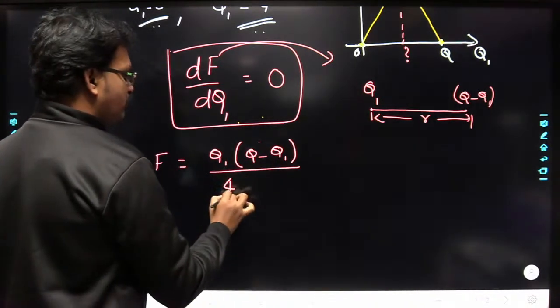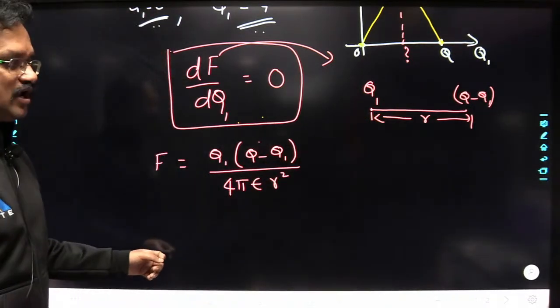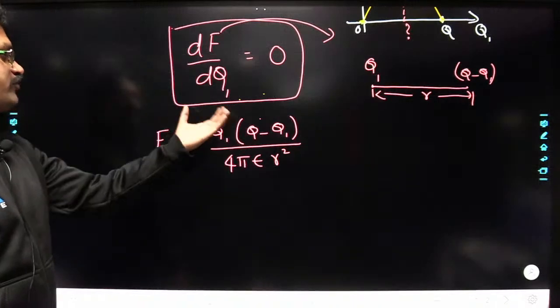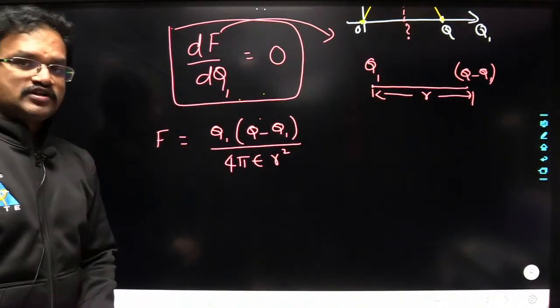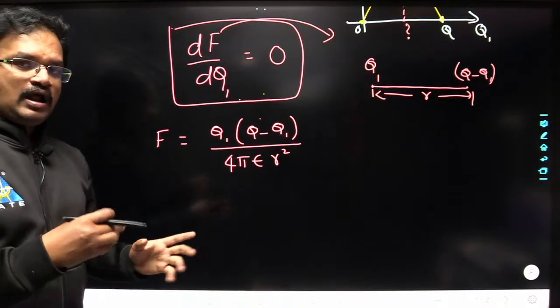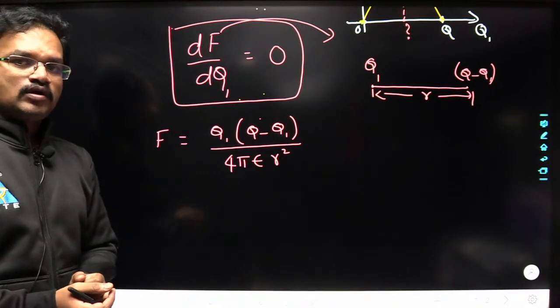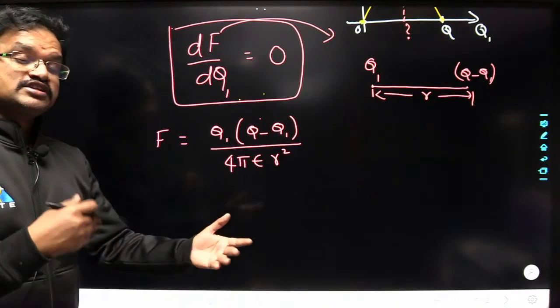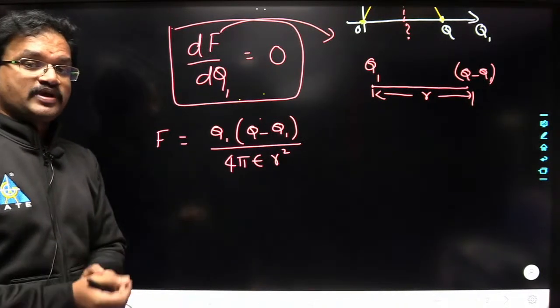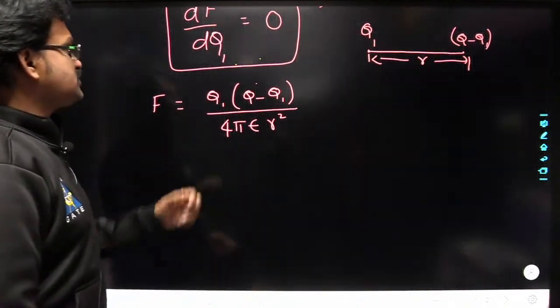Divided by 4 pi epsilon r square. Now we have to differentiate this force with respect to what? With respect to Q1. Here Q1 is variable, yes or no? We are varying Q1 and checking when the force is becoming maximum. So this is nothing but force.